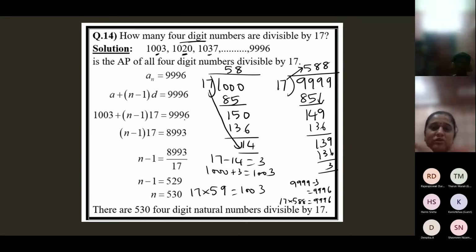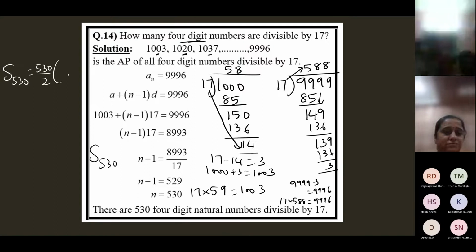To find the sum, you must do the same thing. So then you should find S530. How will you find S530? n by 2 of the first term plus the last term. Just one more step you have to do. S530 is equal to n by 2, 530 by 2, of the first term, 1003, plus the last term, 9996. That's all. This extra step you have to do.